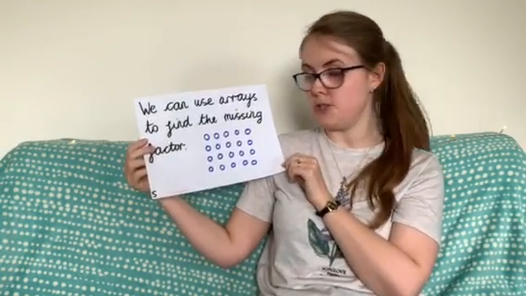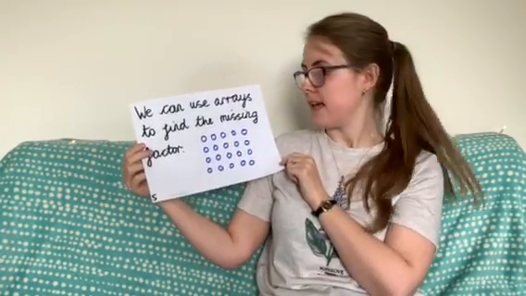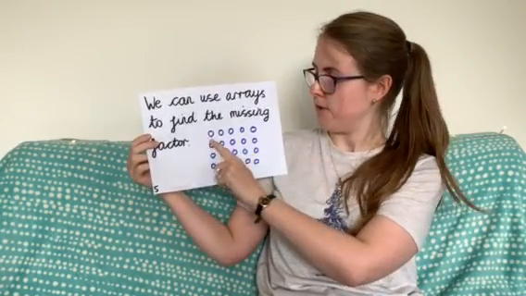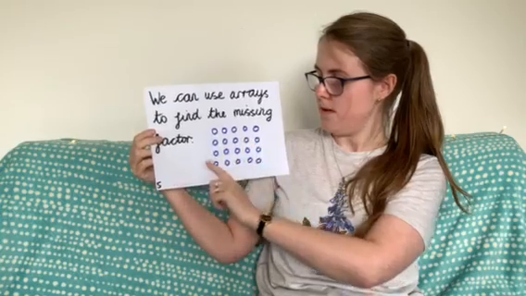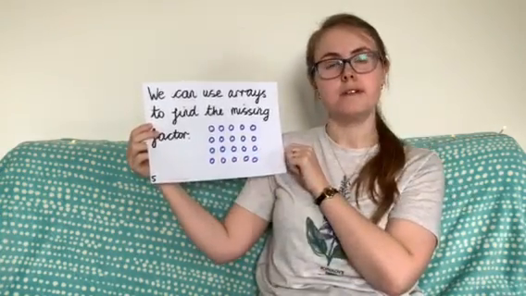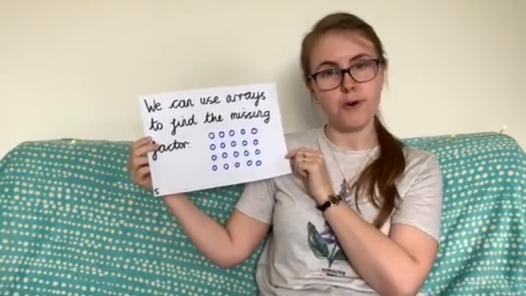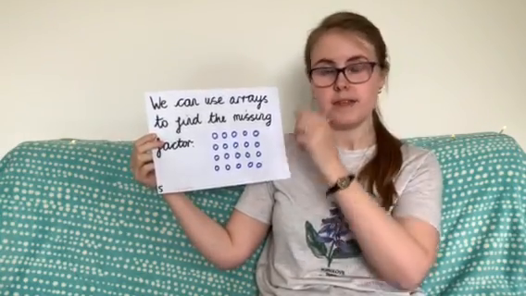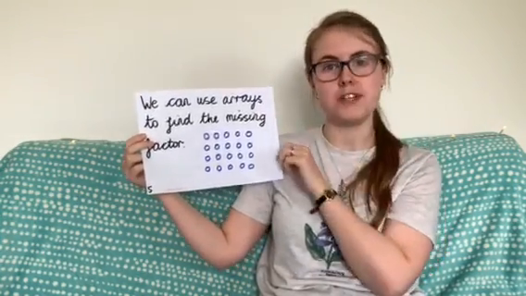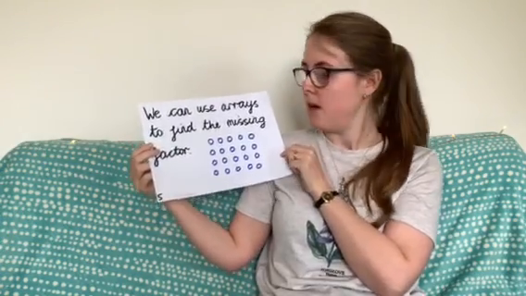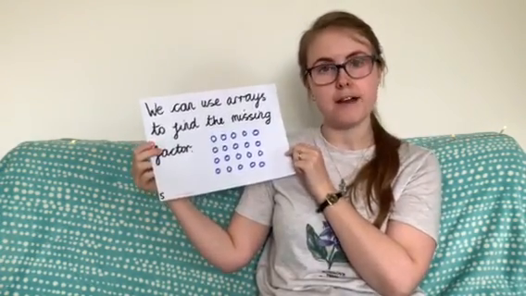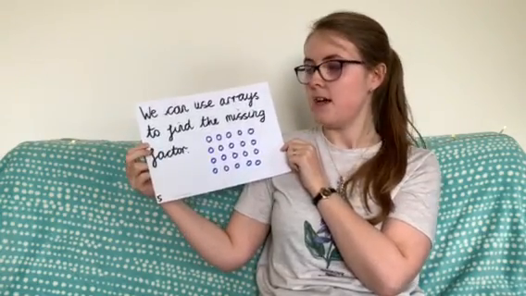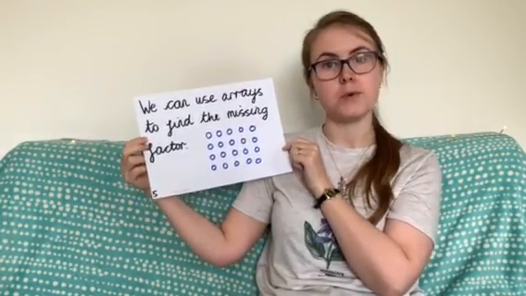And then what I need to do to find the missing factor is to count the number of rows that I've got. So I'm going to count them. So we've got 1, 2, 3, 4. So the missing factor is 4. So 5 and 4 are a factor pair of 20. So again, there's 2 possible division number sentences that we could write. We could write 20 divided by 5 equals 4. But if we swap them around, we could also write 20 divided by 4 equals 5.